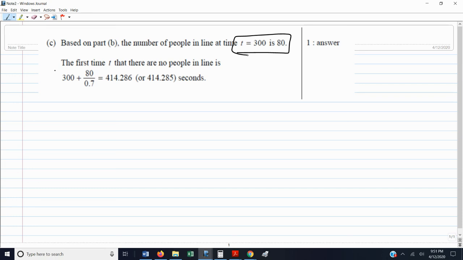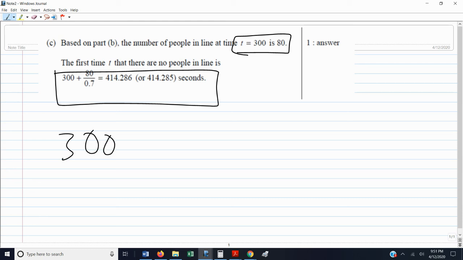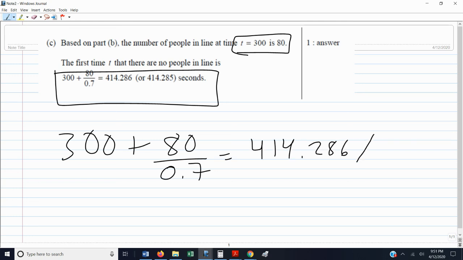And then you can see they wrote it kind of differently. You might like that they have the 300 seconds that they're starting with, and then they're adding on the 80 divided by 0.7 to give the amount of time it's going to take those 80 people to get out of line. And they got the same answer, 414.286 or 414.285. And that is it for part C.